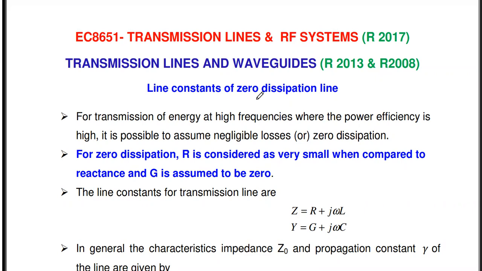In the first unit, we discussed the general transmission line equation and all the parameters, the primary constants and secondary constants. Then we discussed the input impedance of the transmission line, transfer impedance, and reflection factor. So many things we derived for the ordinary transmission line.